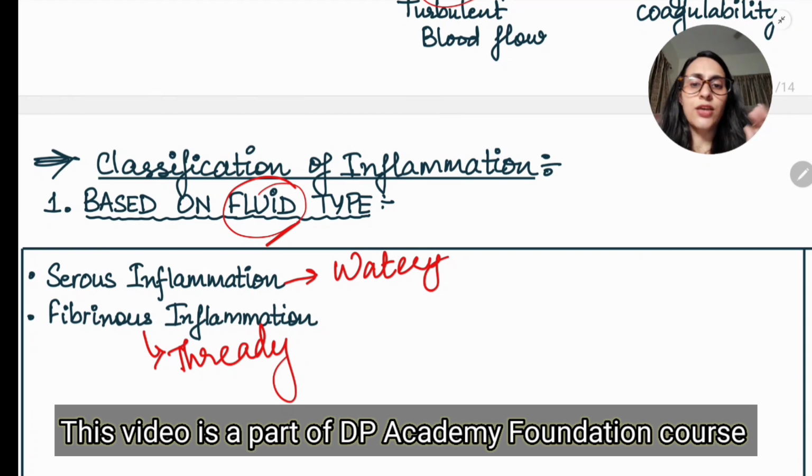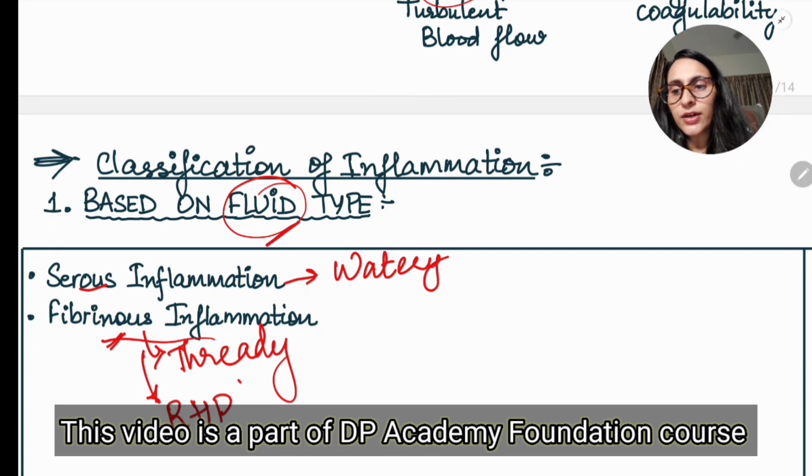So basically, now sticking to inflammation here. If the fluid of the inflammation is watery, then we call it serous inflammation. If the fluid of inflammation is thready type, fibrinous type, stringy type, that is known as fibrinous inflammation. An example of serofibrinous inflammation is seen in rheumatoid heart disease, the pericarditis, and this is popularly known as bread and butter appearance.